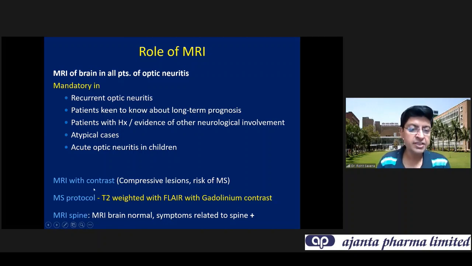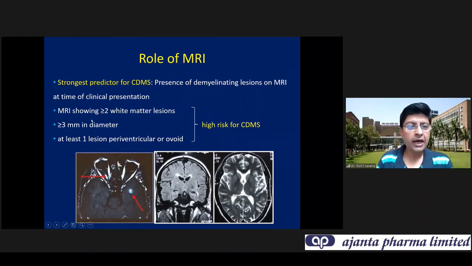Again, inflammatory lesions, you need a contrast to be able to delineate the inflamed part of the brain on orbits. And if there is a history of spine-related symptoms, if NMO is a thought, then MRI spine also gets added onto this. So MRI is a strong indicator for us to suspect multiple sclerosis, and it helps us to prognosticate or get an idea of how many patients may go on to develop multiple sclerosis.